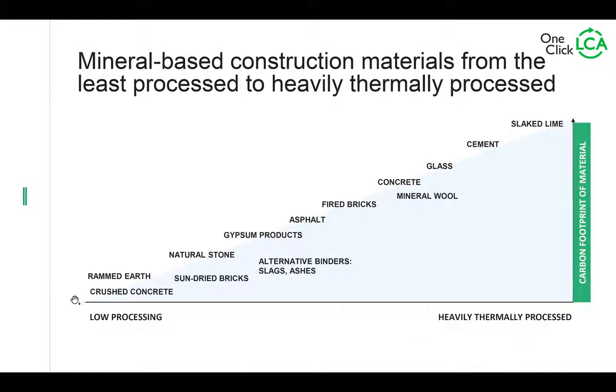So there's a very big continuum of mineral-based construction materials, and typically the rule of thumb is the heavier the thermal processing, the heavier the process impacts, as well as the energy use impacts in manufacturing. So if something requires high temperatures, it's not great from the point of view of the environment, unless obviously we have to have those performance characteristics that the thermal treatment affords us. So that's the overview of the mineral-based construction materials.